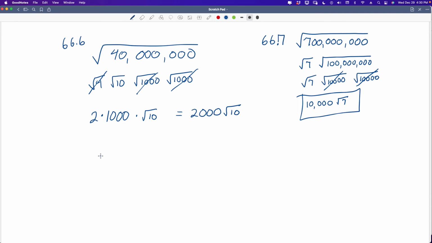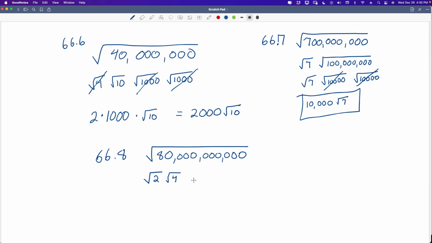Let's do one more. I'm going to make up one more. 66.8. And we're going to do the square root of 80 billion. Yes. So 3 sets of 3 zeros. All right, so the first thing we see is we have the square root of 8. Right here, we can break that down into the square root of 2 times the square root of 4.